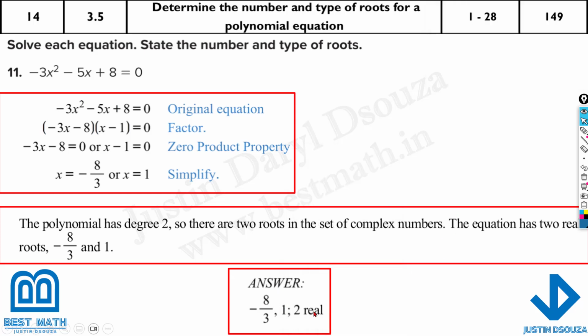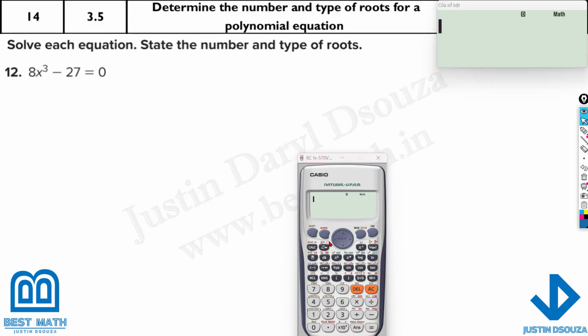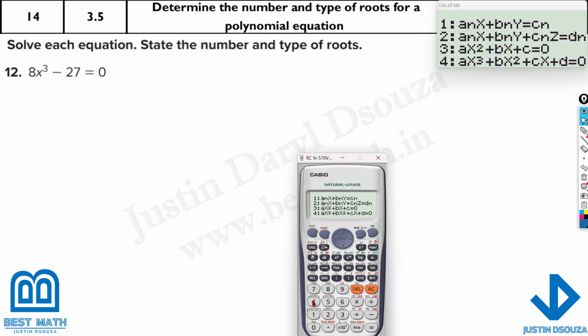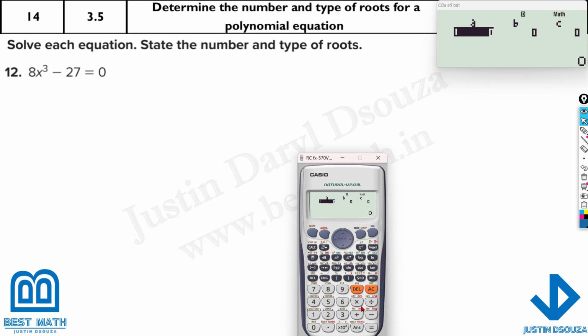There are no imaginary numbers, so they are called real roots. You can do the methods as well, but since you'll be given the choices, it's easy to do in the calculator. Again, it's mod phi, but this time it's mod phi 4. It's cubic here, 8. There's no x square term, 0. No x term, 0. And lastly, minus 27. So here we go.